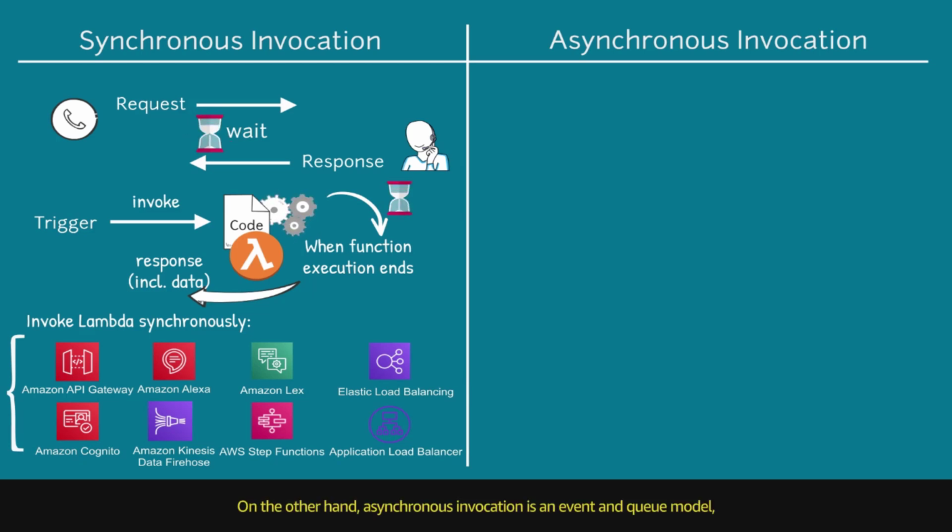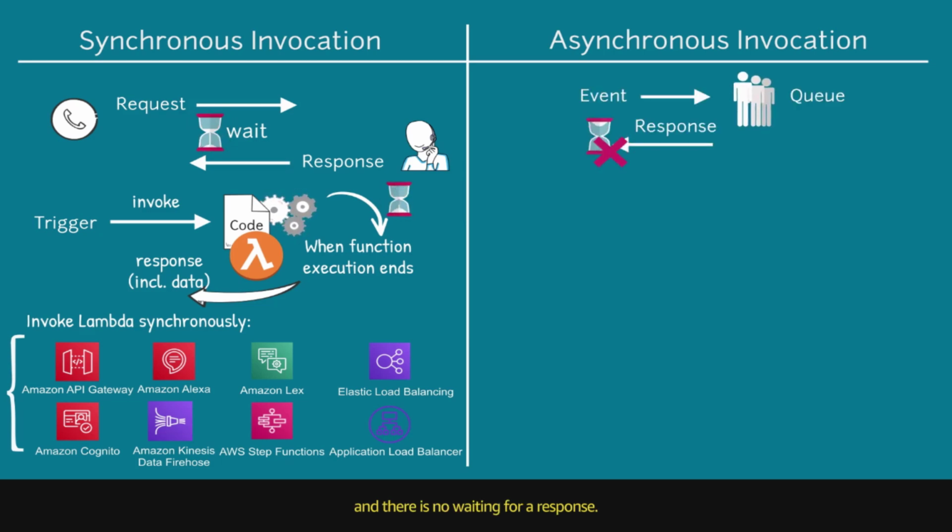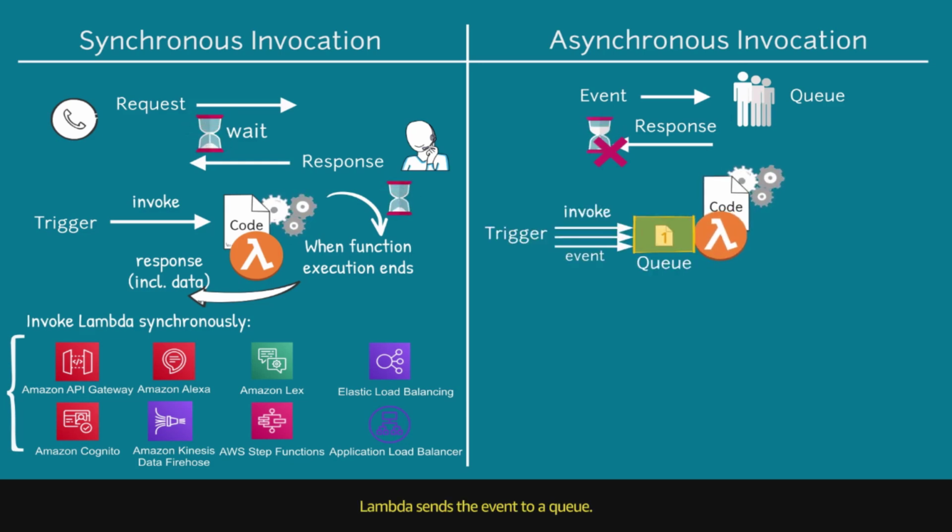On the other hand, asynchronous invocation is an event and queue model, and there is no waiting of a response. When you invoke a function asynchronously, Lambda sends the event to a queue. When the event is added to the queue, Lambda returns a success response immediately with no additional data information.